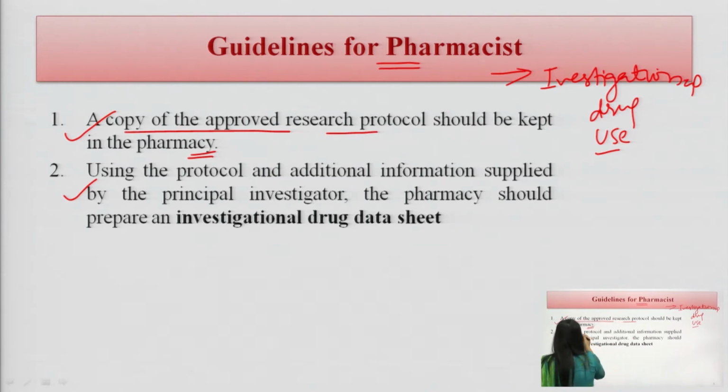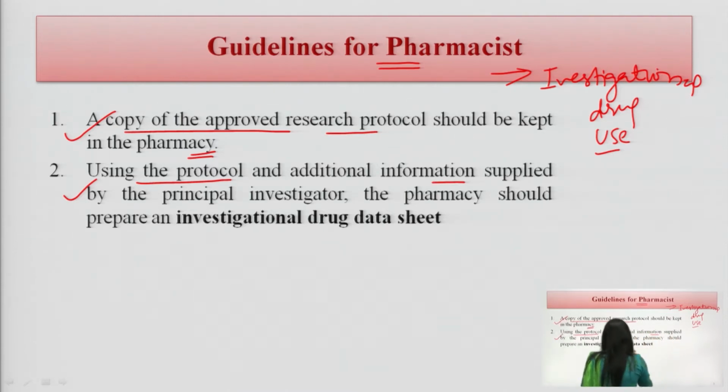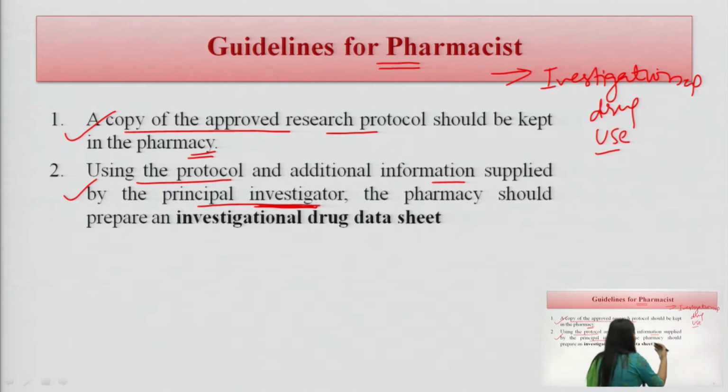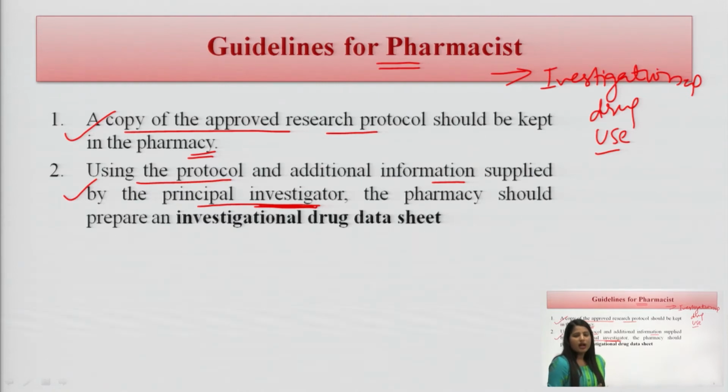Guideline number 2, they use the protocol and additional information supplied by the principal investigator. Whatever information is provided by the principal investigator, they use it to make the protocols, and they add extra information. They provide it to the other members working in the hospitals, and also help in research, awareness, and education and training programs.